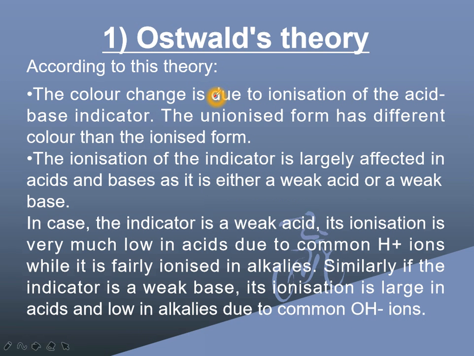the acid-base indicator. If the indicator is a weak acid, its ionization is very low in acids due to common H plus ions, while it is fairly ionized in the alkalis. Similarly, if the indicator is a weak base, its ionization is very low in alkalis due to common OH minus ion, but its ionization is very large in acids.